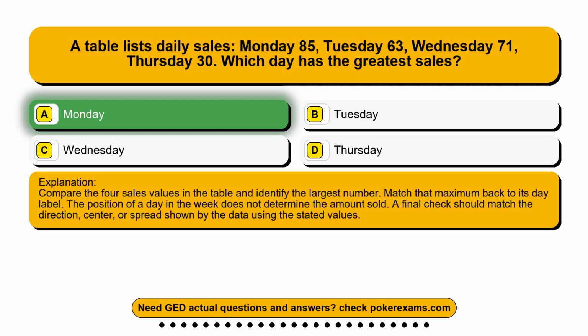Compare the four sales values in the table and identify the largest number. Match that maximum back to its day label. The position of a day in the week does not determine the amount sold. A final check should match the direction, center, or spread shown by the data using the stated values.